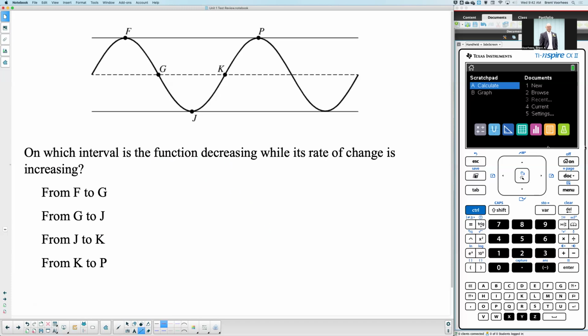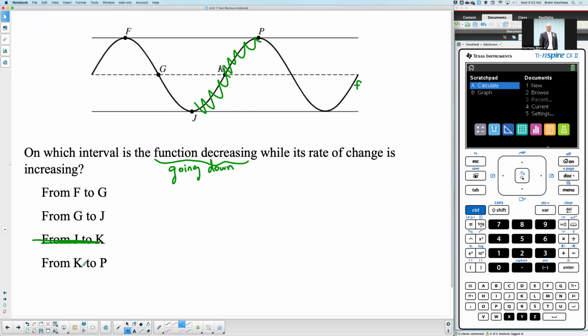Let me pause there. What does it mean if it says the function is decreasing? That the function is going a certain direction. Which way is it going? Down. Going down. Based off that, here's our function, we'll call it f. What parts could we scribble out? It has to be going down. Is it going down between F and G? Yes. Is it going down between G and J? Yeah. Is it going down between J and K? Is it going down between K and P?